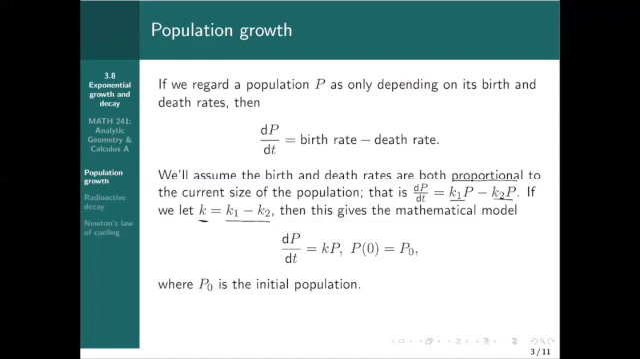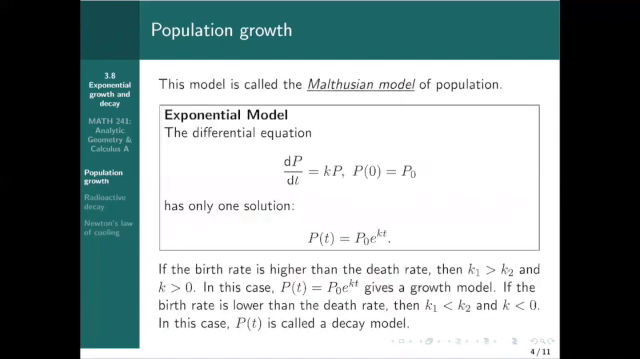P(0) means the population at time 0. It's just another way of saying the initial population. So this model is called the Malthusian model of population. And then we have this differential equation, dP/dt = kP, where P0 is equal to P(0), the initial population.